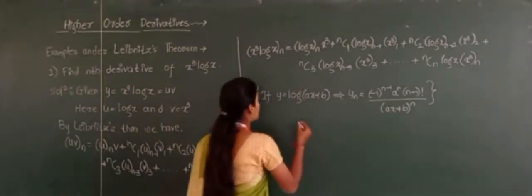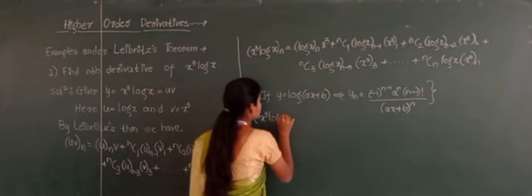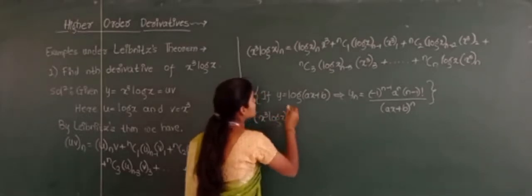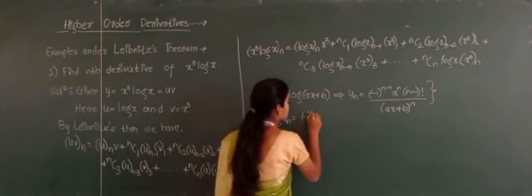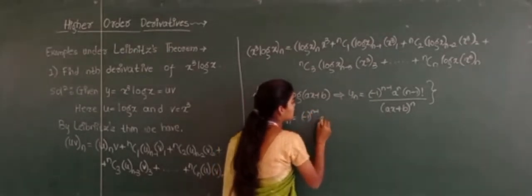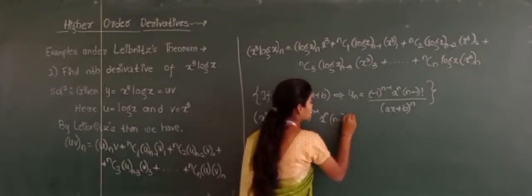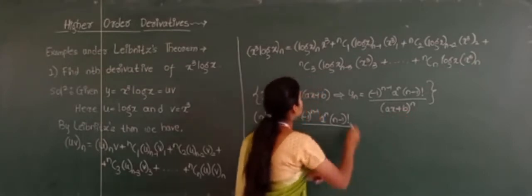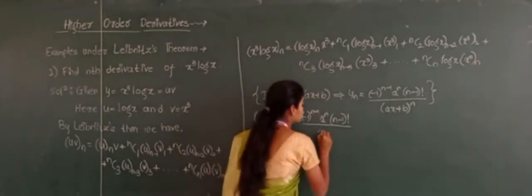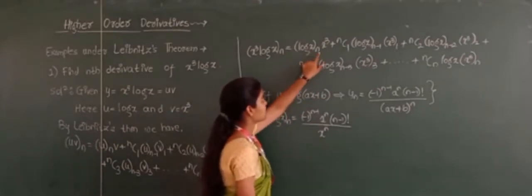So I will write next: x cube log x nth derivative is equal to, yes, the nth derivative of log x is minus 1 raised to n minus 1, a raised to n, that is 1 raised to n, and n minus 1 factorial divided by ax plus b, that is only x here. So I will take it as x raised to n. This is with respect to log x and its nth derivative.